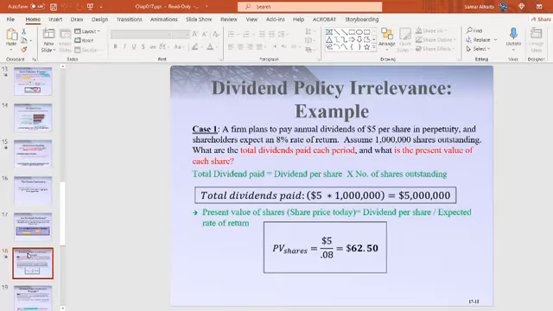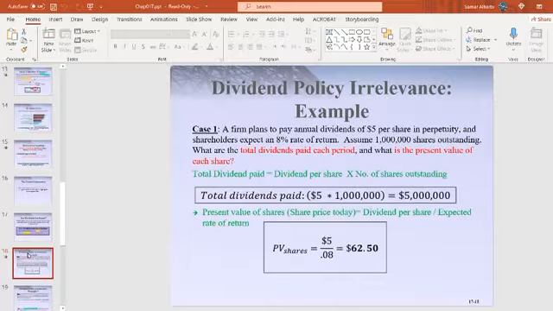By the way, shares outstanding means the number of shares the company has issued to shareholders, and these shares are out there in the market. Okay, let's say we have 1 million shares in the market. What are the total dividends paid each year, and what is the present value of each share?